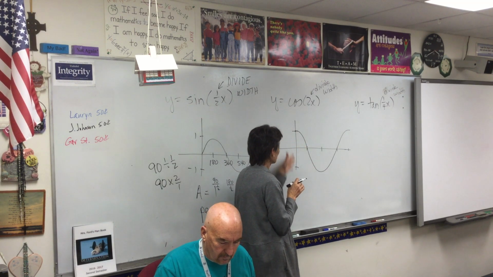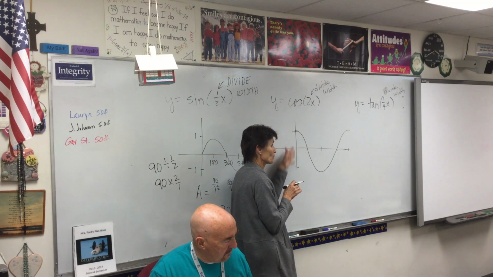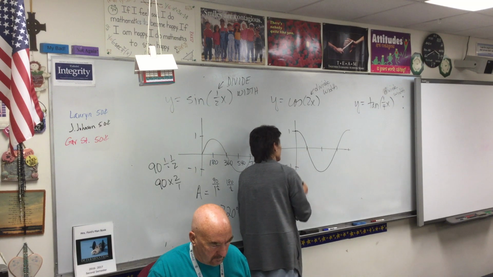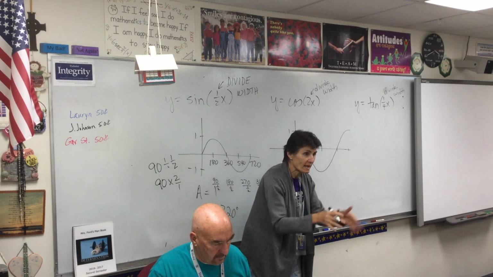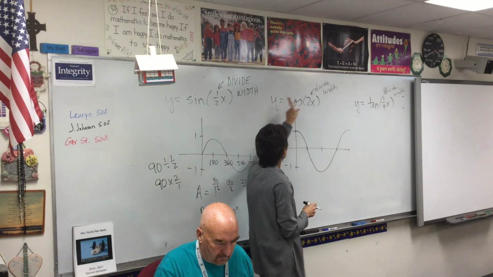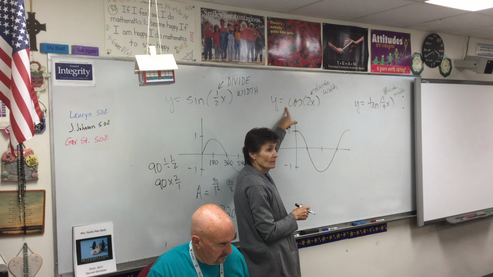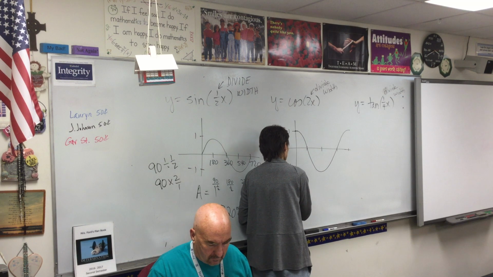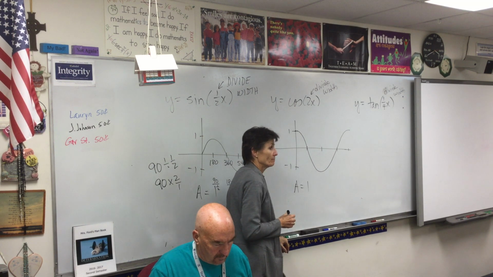Now, tell me about the vertical labels here, these labels. What are they going to be? 1 and -1. Because they're always 1 and -1 unless you put a number here. And if you don't put a number there, then they're 1 and -1, which makes your amplitude 1.